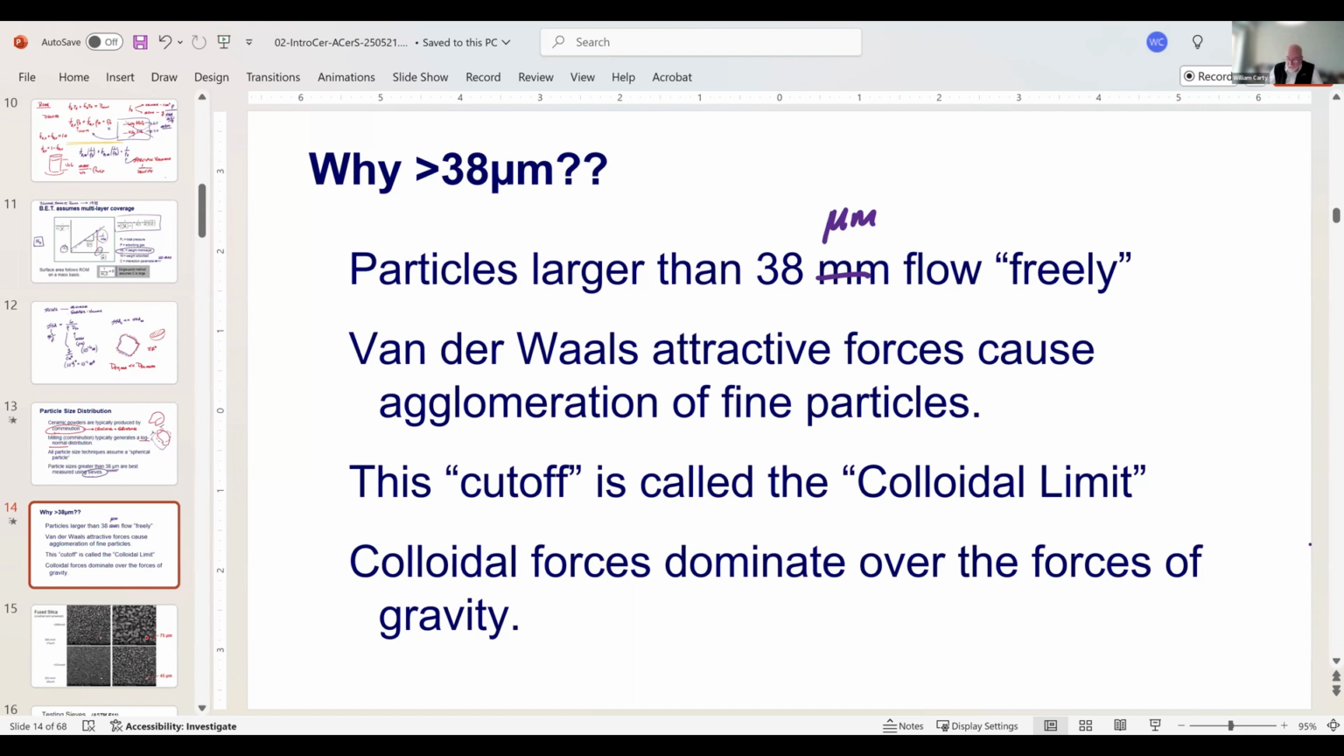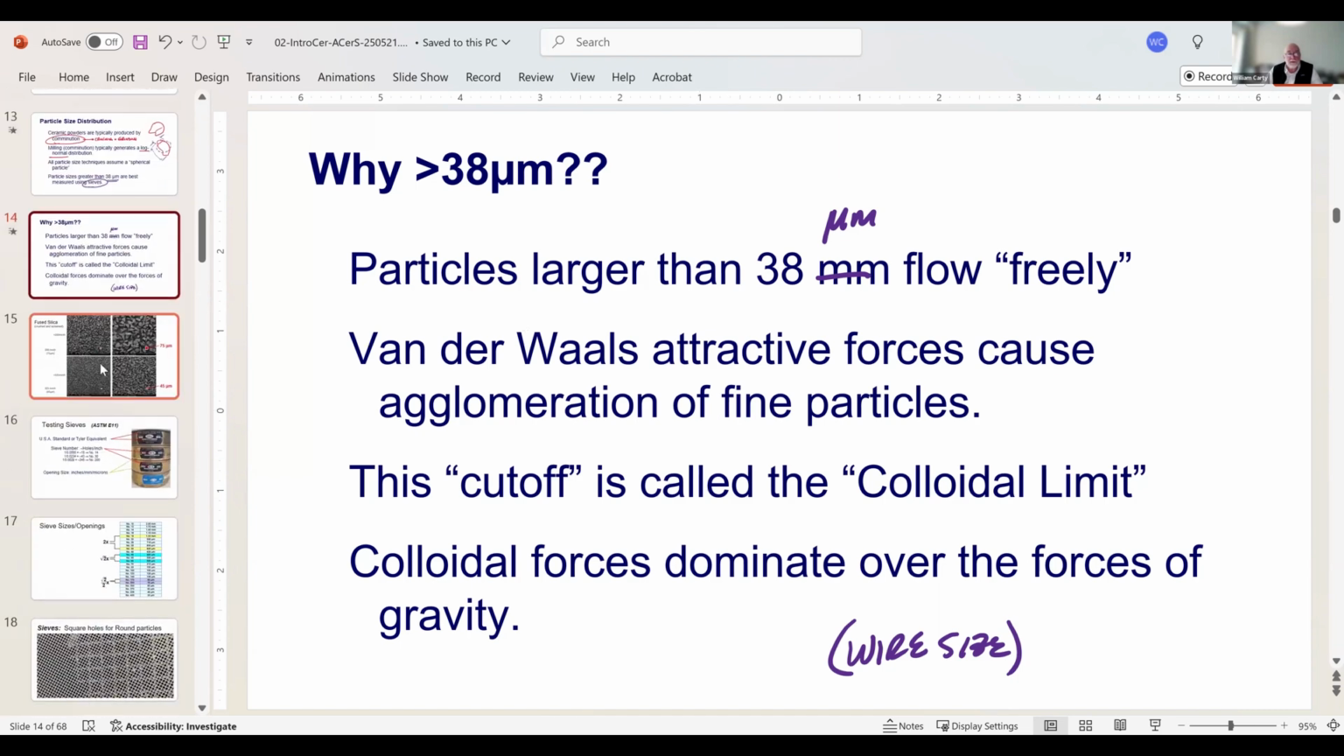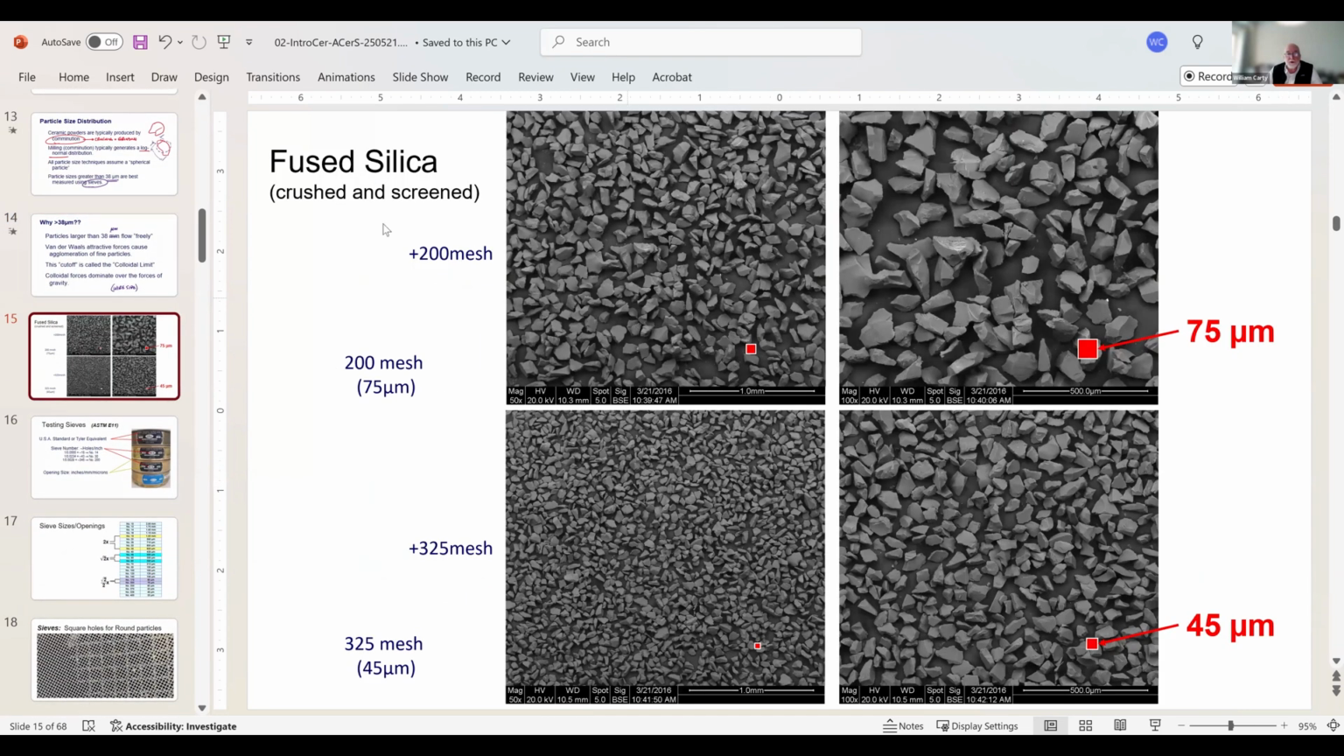There's another practical condition for 38 microns. We can go just a little bit lower, but the practical consideration is wire size. So what happens in these systems is we have a sieve. Now, I have a really great image here. This is fused silica that was screened. The top here is 200 mesh. So 200 mesh is 75 microns, and then the bottom is 325 mesh.